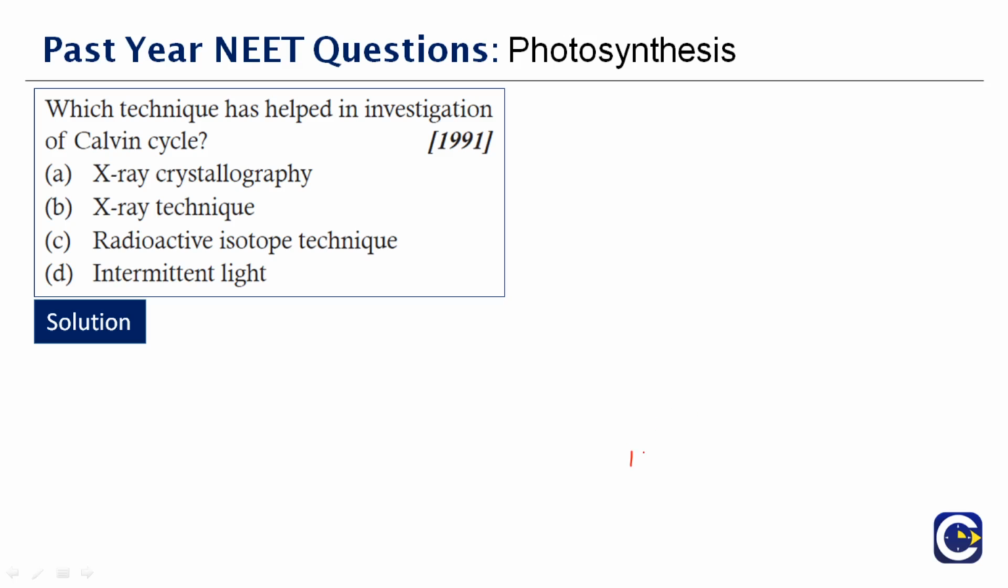So it was in the year 1945 to 55. Okay, Calvin traced the pathway of carbon fixation, and he traced that pathway using this technique, the radioactive isotope technique. So what can you say about the radioactive isotope technique? Any idea? They use radioactive elements here, right? What is an isotope here?